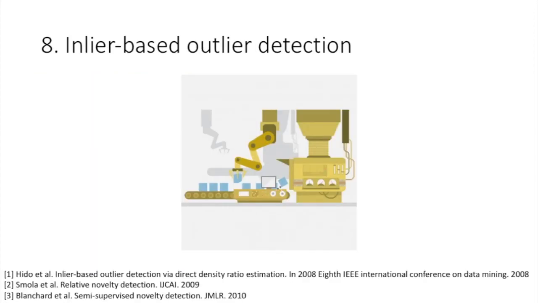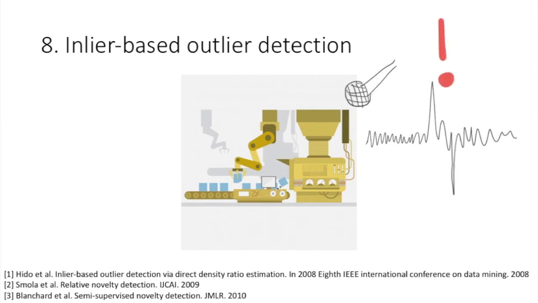Source number 8, inlier-based outlier detection. Outlier detection aims to find unexpected examples in a dataset. This is, for example, used quite often to monitor the health of industrial machines using sensors. If suddenly the machine starts to make a different sound, then probably something is up. This is usually done just with unsupervised data.